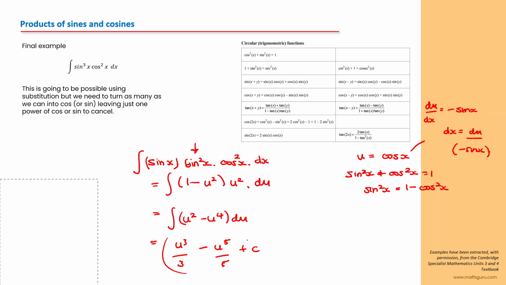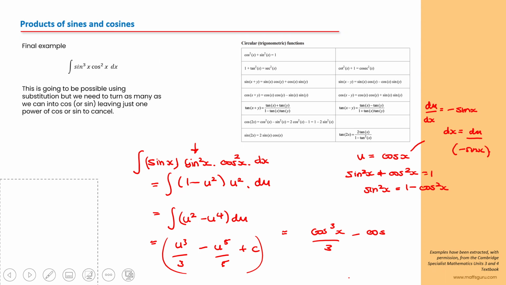As my side calculation, as it were, which would then give me cos cubed x on 3 minus cos 5x on 5 plus c. Fingers crossed, that is in fact my right answer.